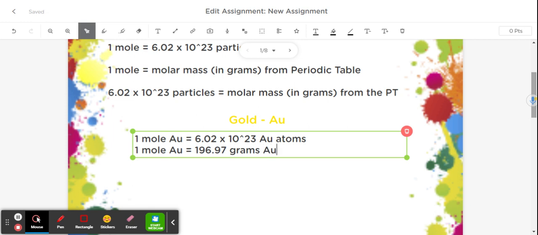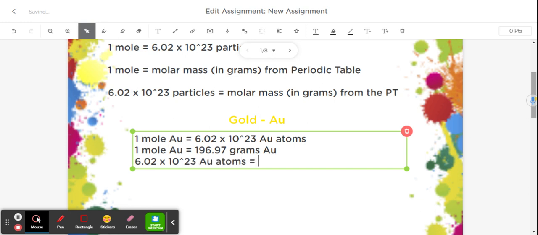Again, here we can substitute. We can say that if we have 6.02 times 10 to the 23rd atoms, that is going to be equal to a mass of 196.97 grams.